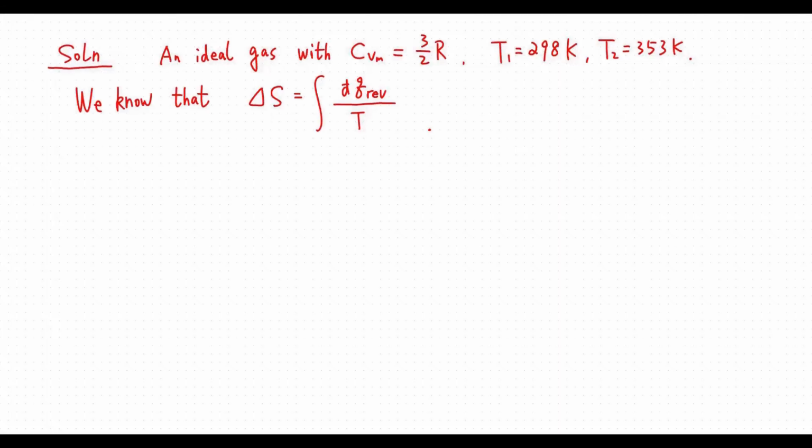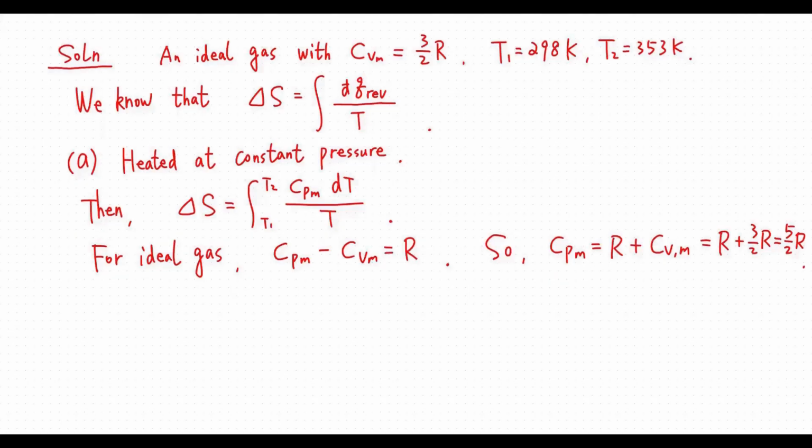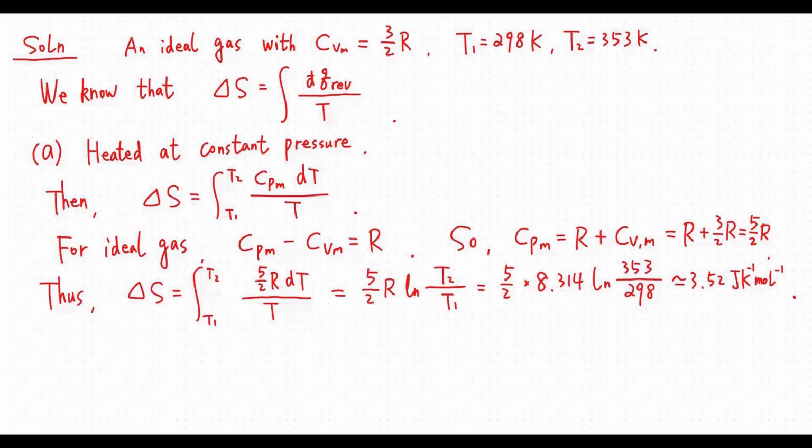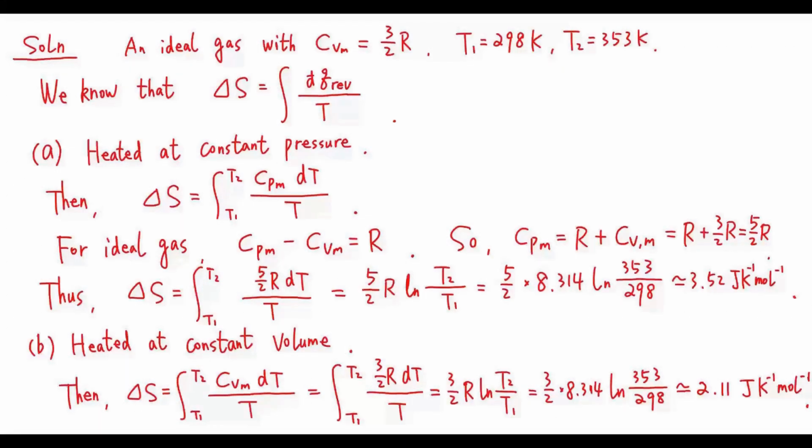Solution. The entropy change is given by this one. Case A. Then the entropy change is given by this one. Then we get Cp. Then we have this result. Consider this case. Then we have this result.